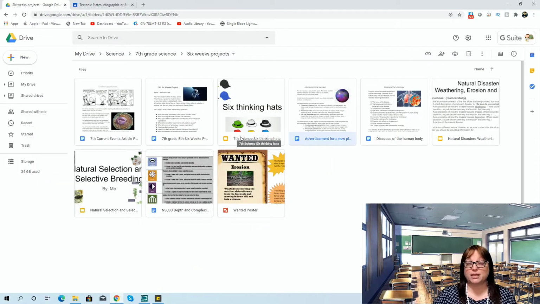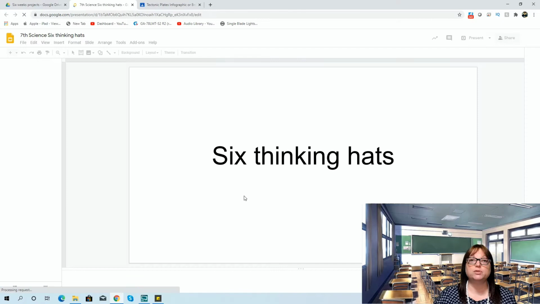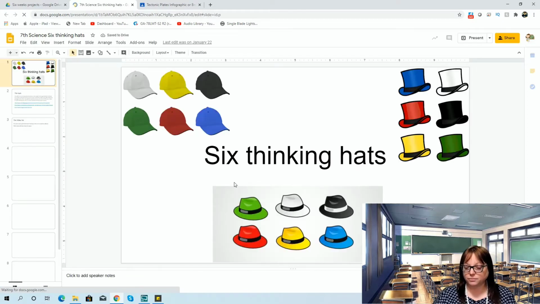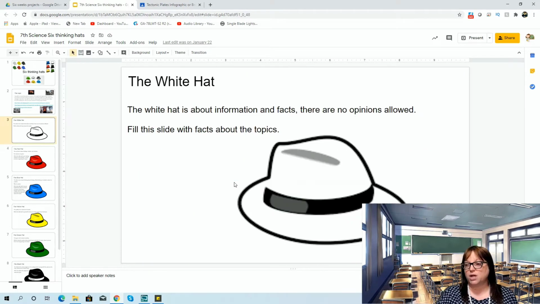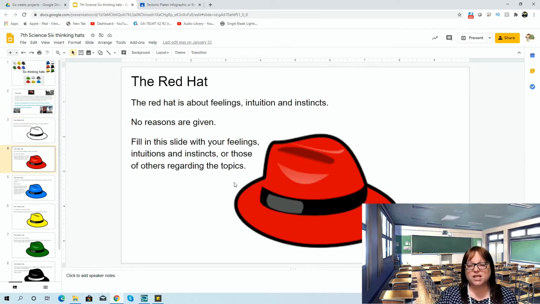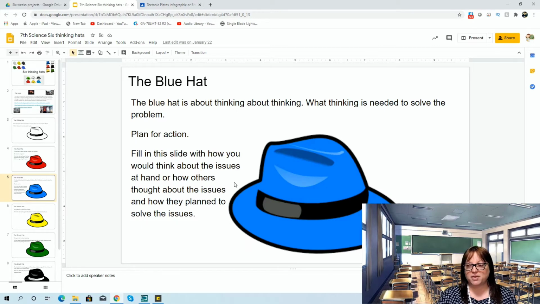Even when you're doing the thinking hats, you're using creativity. For the thinking hats, I did natural disasters for my students. We talked about just information and facts, no opinion, just facts. This is fluency. You're just rapidly giving off facts. They're just typing in as many facts as they can find and get. The white hat is fluency. The red hat is feelings and intuition, so that's not necessarily creativity.